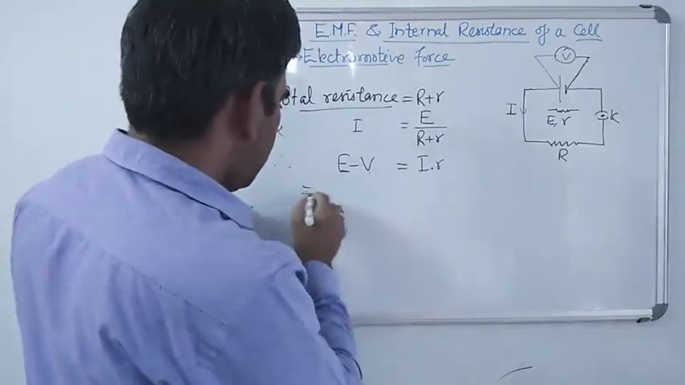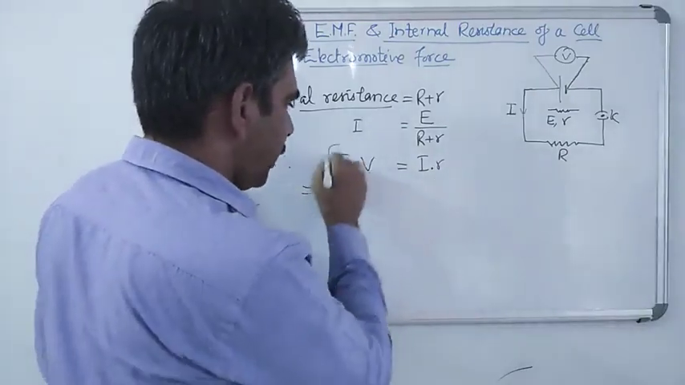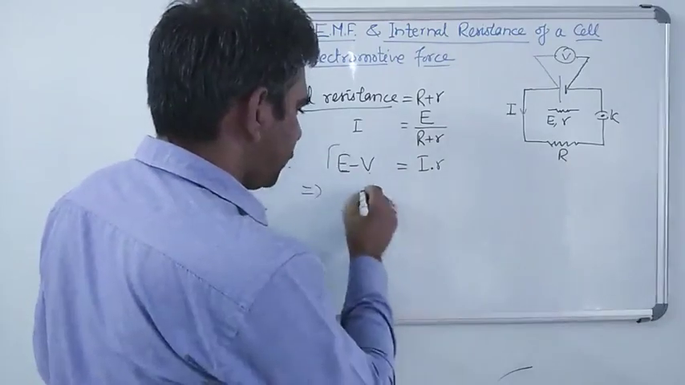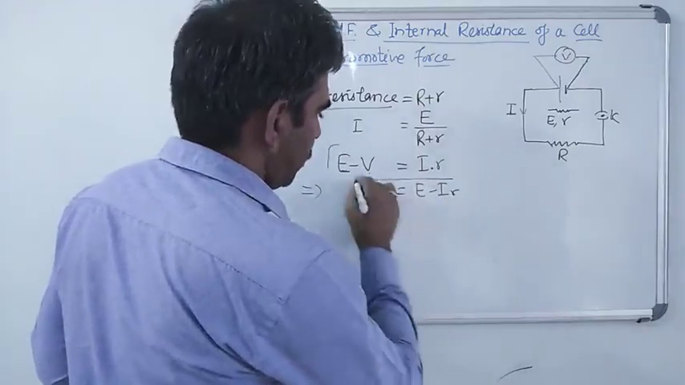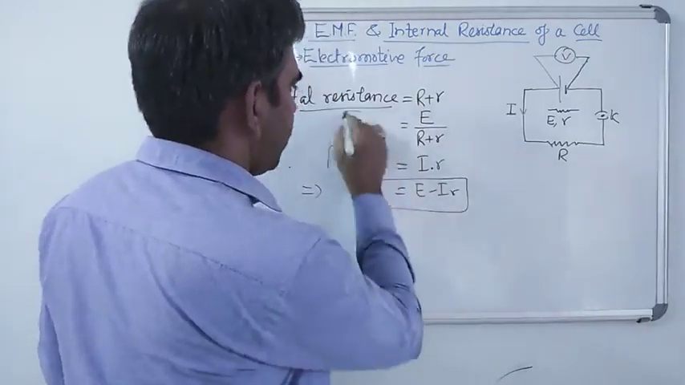So this is a very important result. From here we can say that V is nothing but E minus I into r. So these are some important formulas to remember.